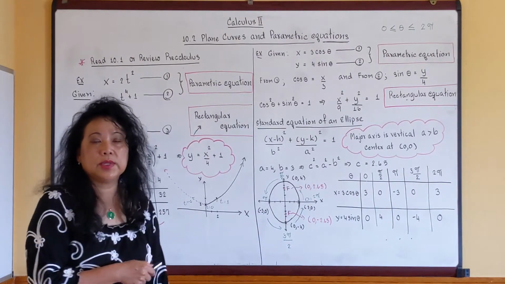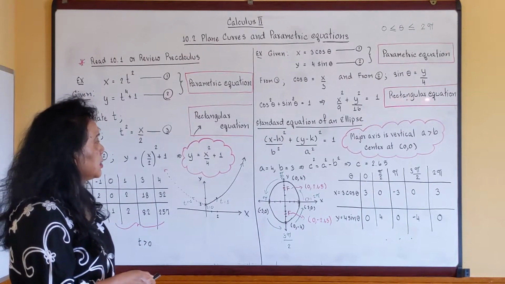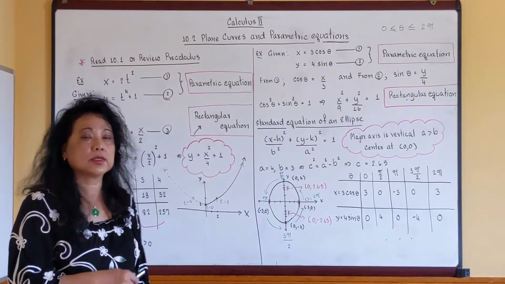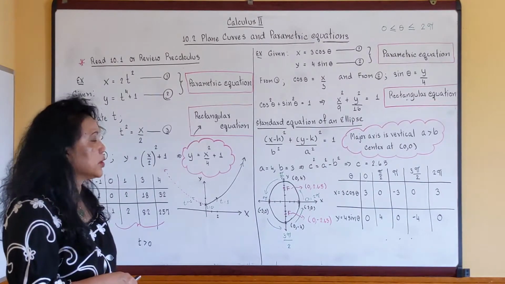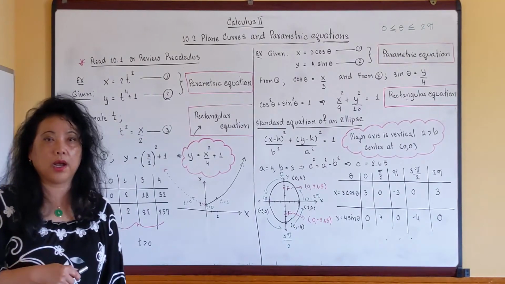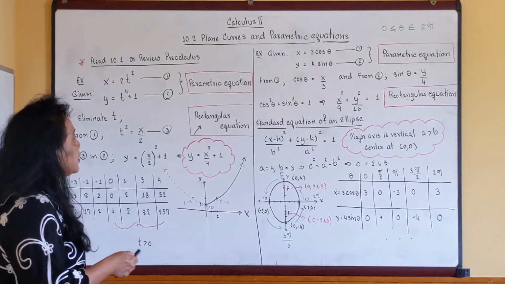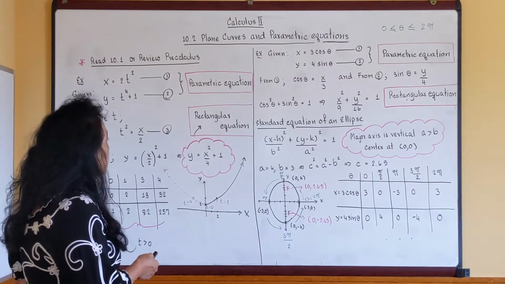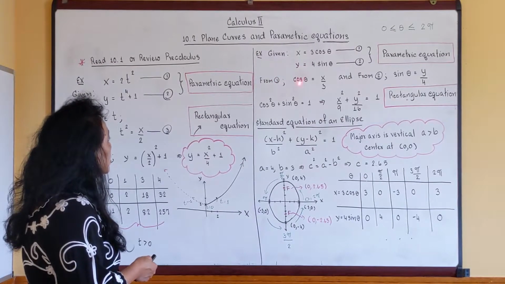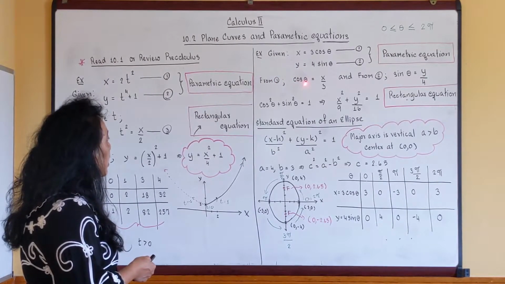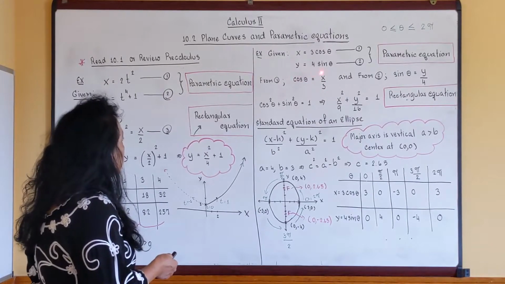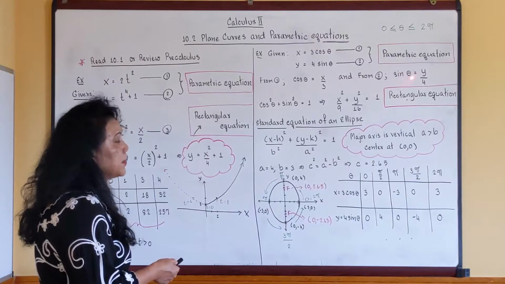So what I'm going to do is rewrite this as a rectangular equation. So what is a rectangular equation? In a rectangular equation, you're going to have only x and y. So I have to eliminate the trig function. What I did is, in the first equation, I solved for cosine theta. Cosine theta is x over 3. In the second equation, I solved for sine theta.